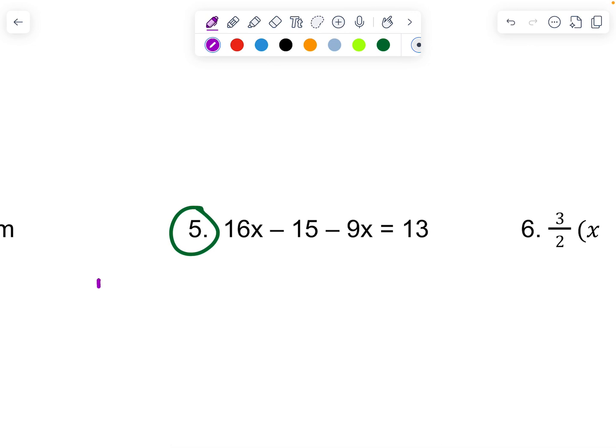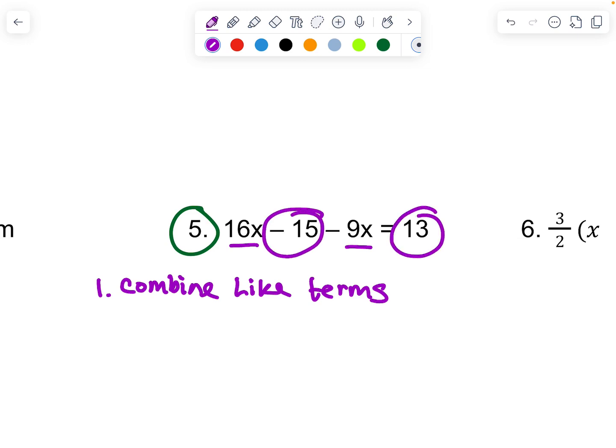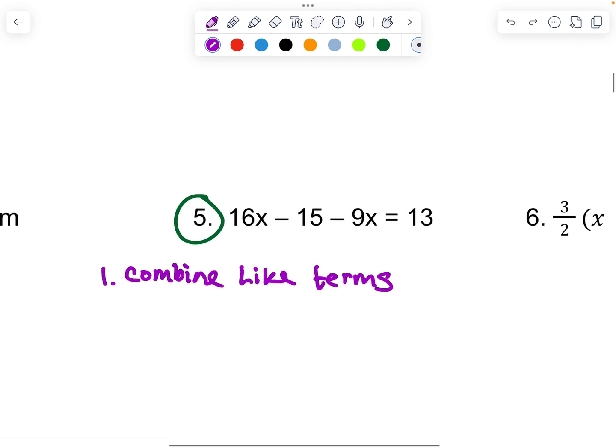My first step is to combine like terms. Okay? Like terms are things that can be combined. So for instance, this 16x and this negative 9x are like terms because they both have an x multiplied to them. Negative 15 and 13 are like terms because they are both simply just numbers.